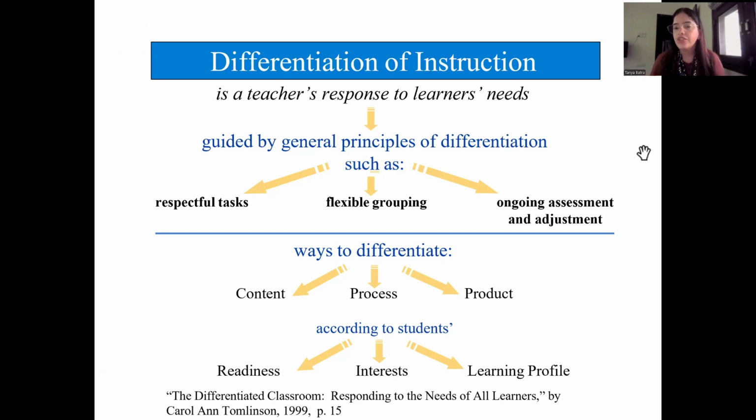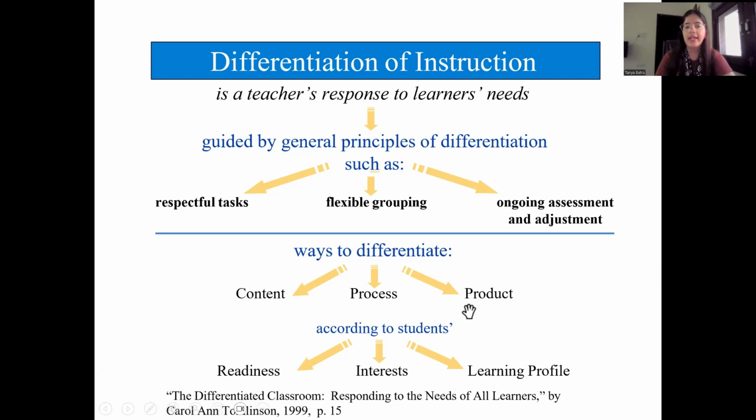In which areas can you include differentiation? Number one: content, process, and product. Content means the material that you are going to teach in the class. There can be differentiation in it. Process: how you are going to teach in your class, what steps are going to be there. We can bring differentiation in those steps. And product: how you are going to evaluate the understanding of the learners. That evaluation can also include differentiation. Then, according to students' readiness level, interest, and learning profile. In these three categories, we can bring differentiation in our classroom.